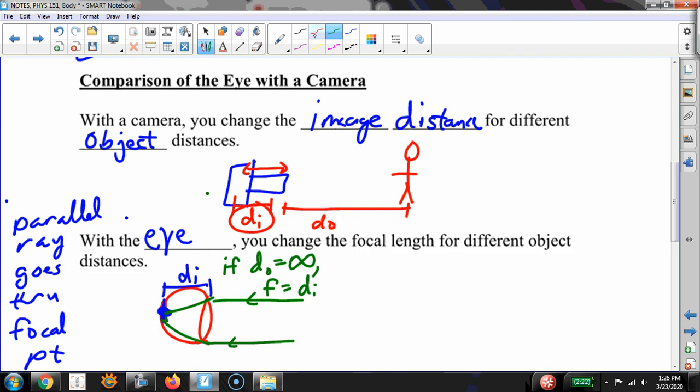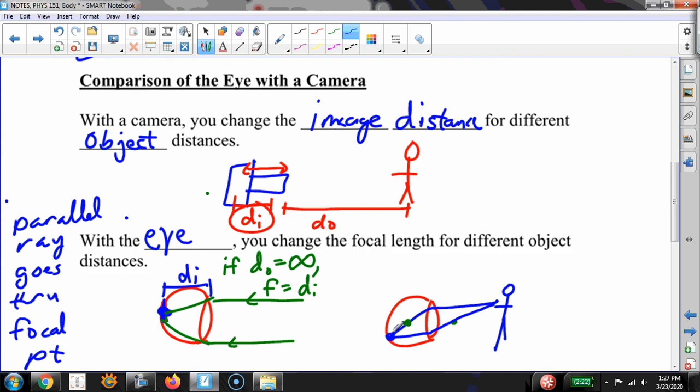But if I'm looking at something close, there's my eye. Say that my subject is right here. I'm going to draw some rays that come from the guy, and then they will go down like that. Now, let me go ahead and tell you that the focal point is going to be smaller. So I'm going to draw one set of rays right there, because these rays aren't going to be parallel when they reach the eye. So I'm going to draw rays that look like this.